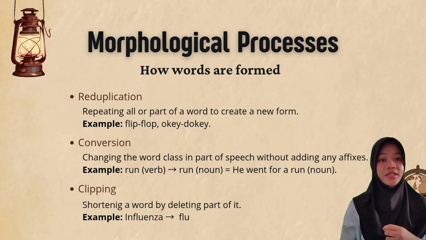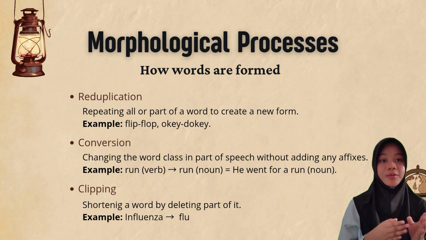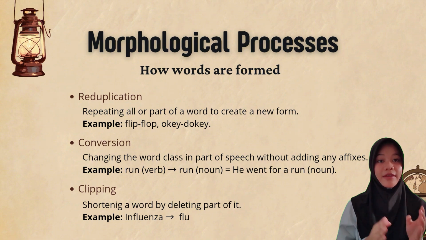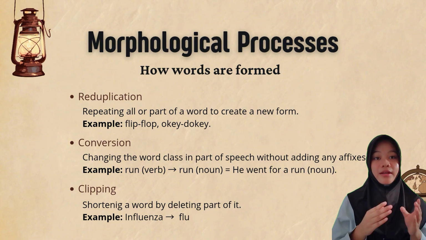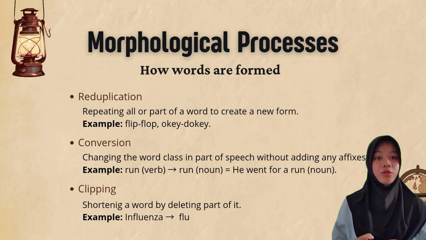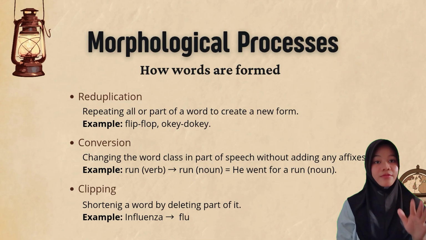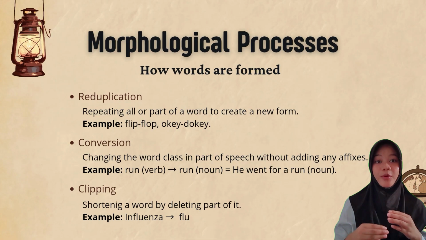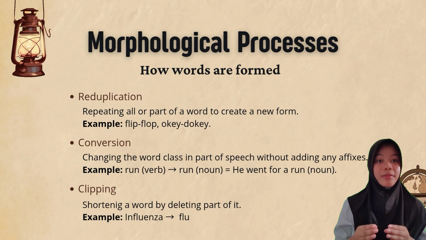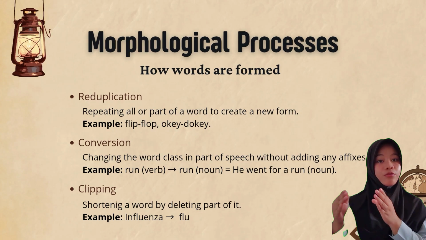Four, conversion. Conversion is the process where we change the word class or part of speech without adding any affixes. For example, run as a verb changes into run as a noun. Five, clipping. Clipping is a process where we shorten a word by deleting part of it. For example, the word influenza is shortened into flu.